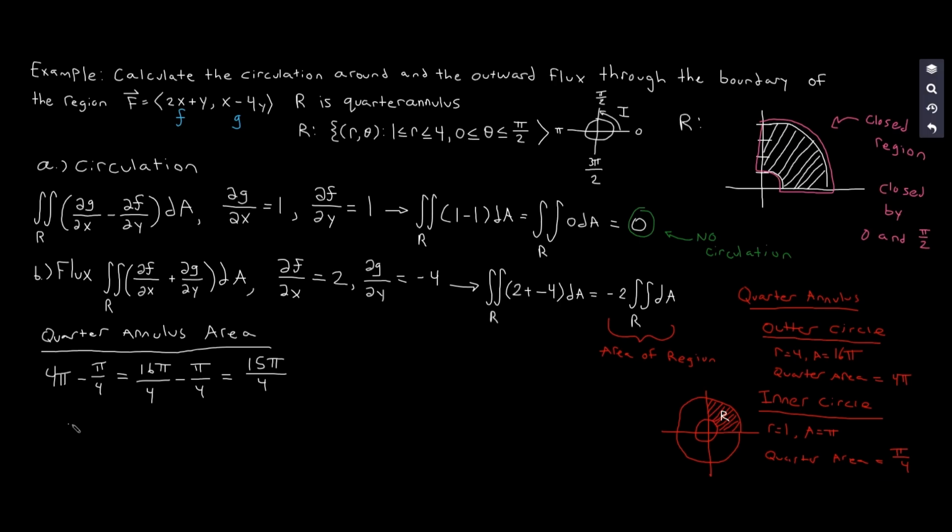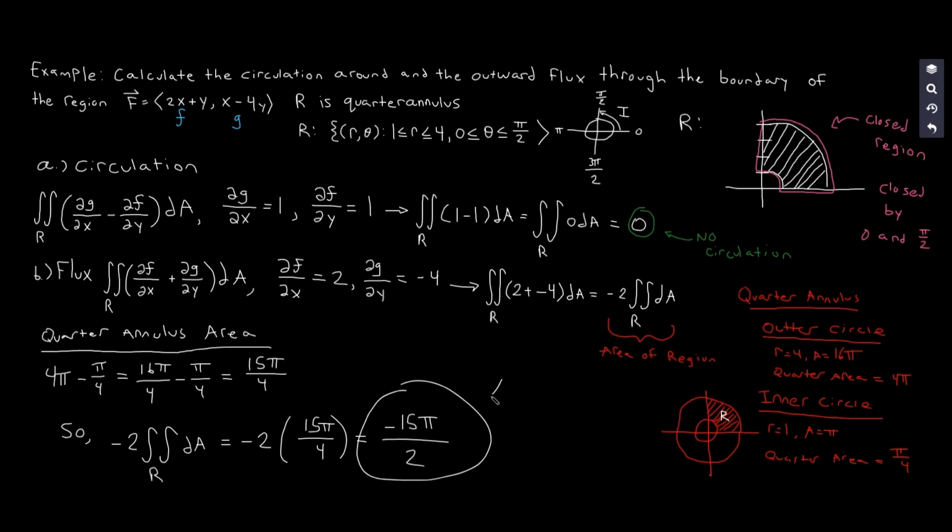Okay, so what does that mean? That means that -2 times the double integral used to calculate our region equals -2 times 15 pi over 4, which equals -15 pi over 2. And this is negative, so that means that it's inward flux.